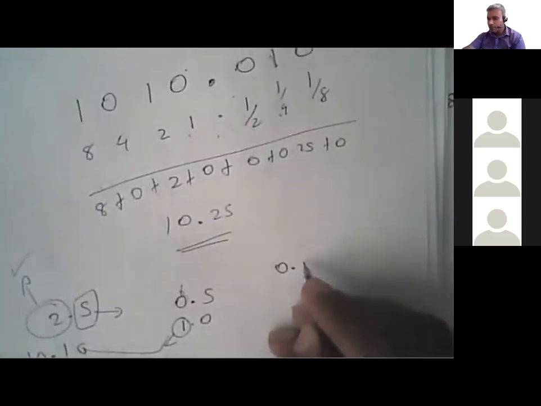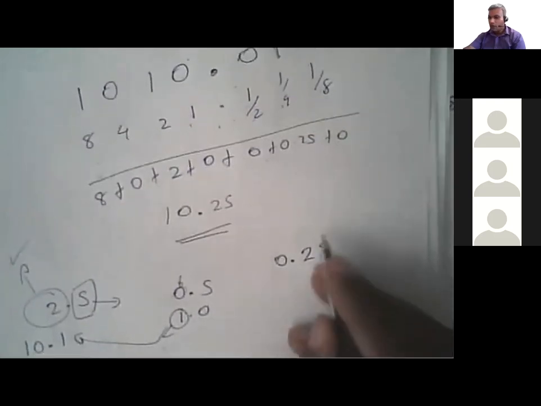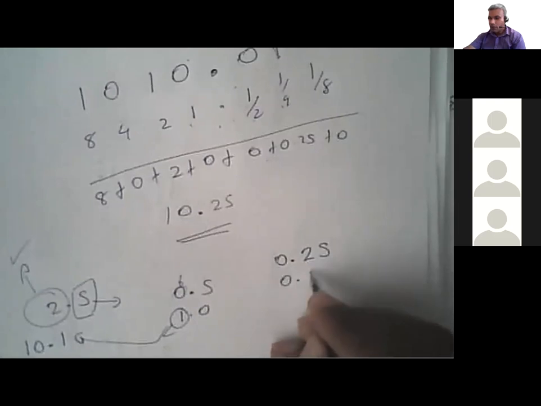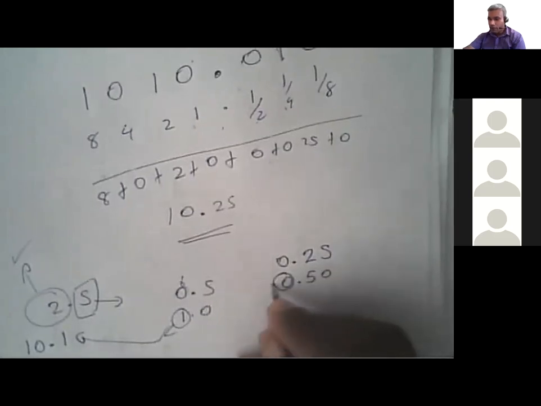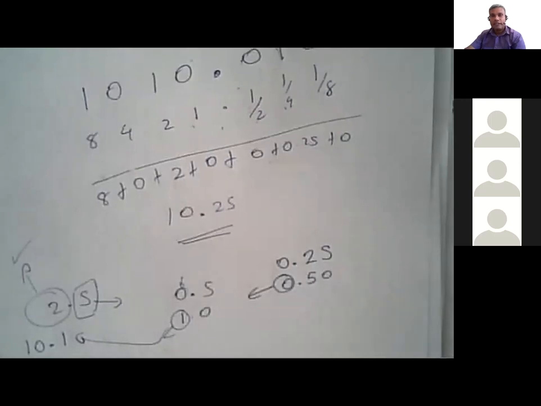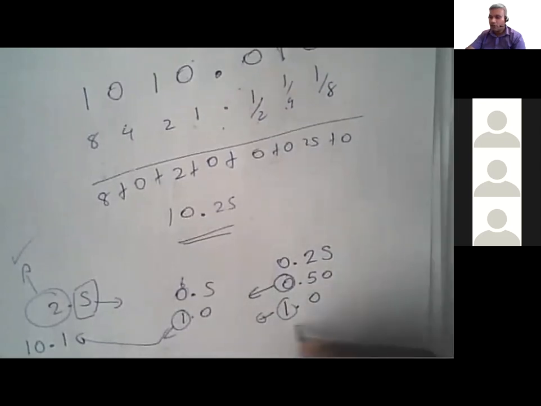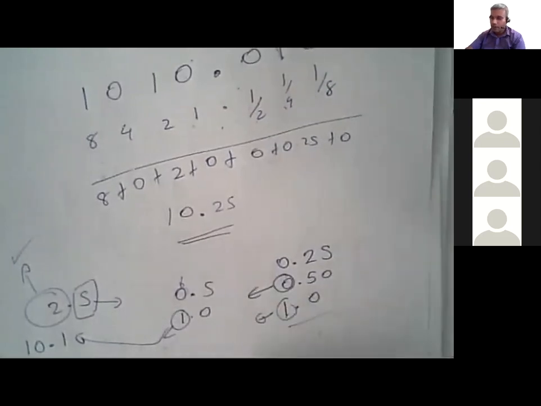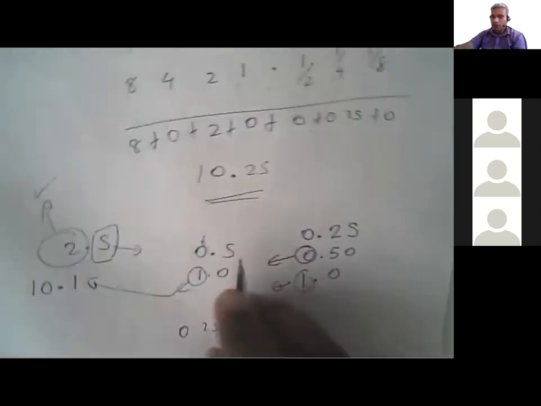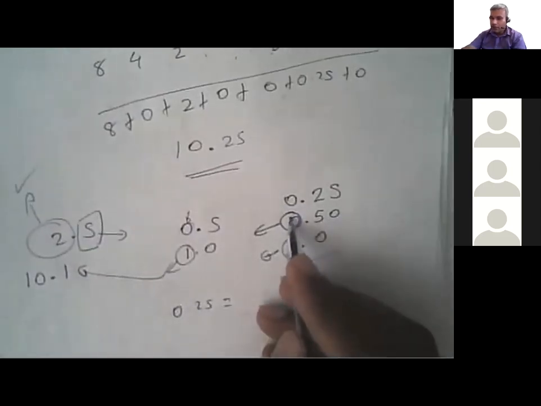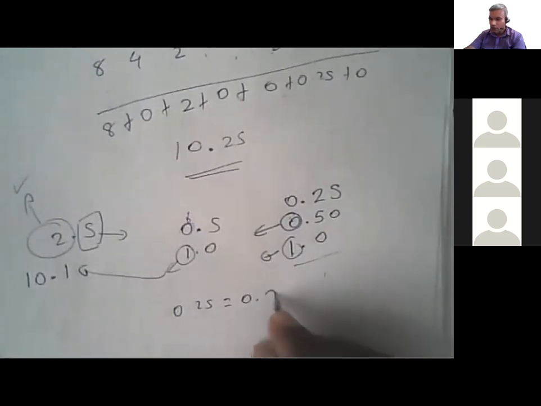Let's say 0.25. You multiply by 2, you get 0.50. So this is my first digit, or first bit. Then you multiply it again, you get 1.0. So this is my second digit. After that, you have 0. There's nothing to multiply. You only get zeros. So you get 0, 1. So 0.25 can be written as 0.01. Okay, let's try another example.